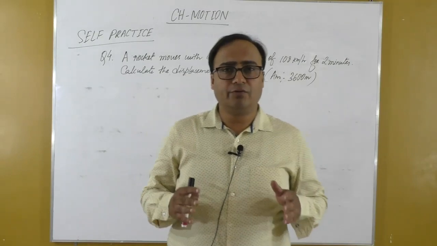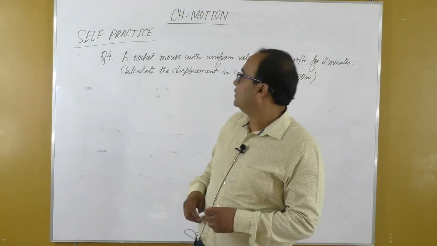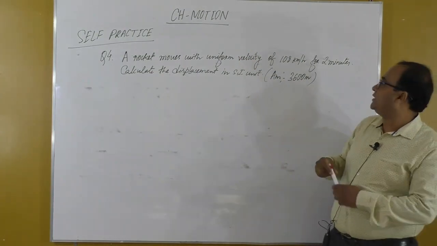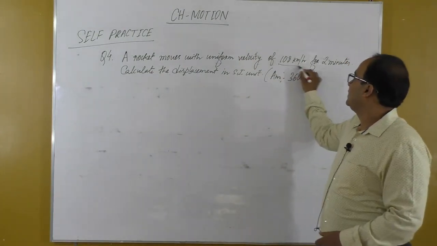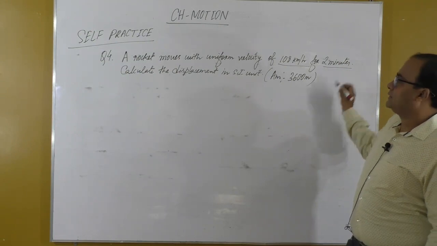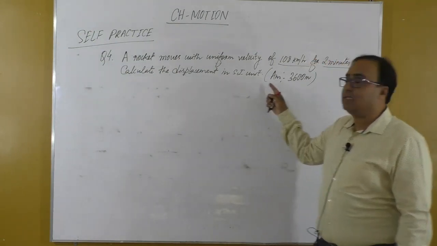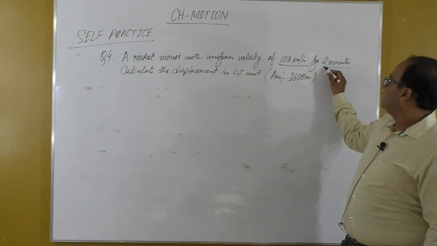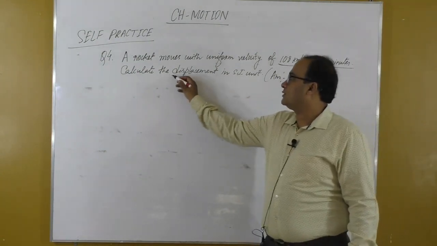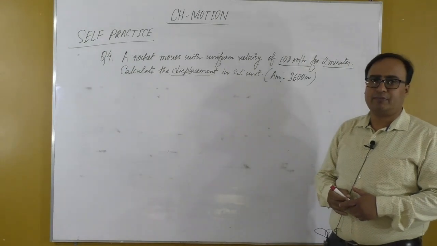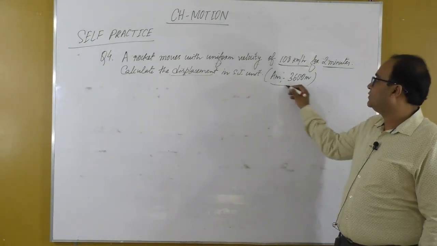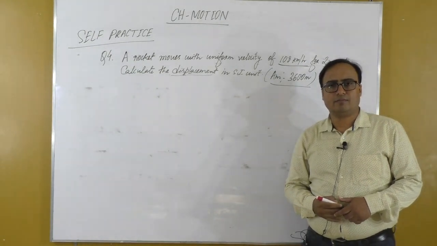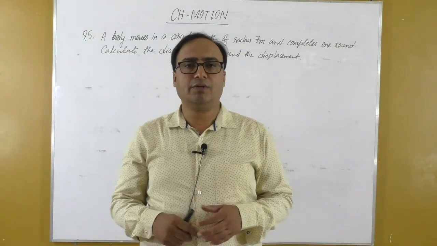Now question number 4 for your self-practice. The question is, a rocket moves with uniform velocity of 108 km per hour. The velocity is given here. And for 2 minutes, calculate the displacement in SI units. So here, velocity is given, time is given, and you are asked to calculate what? Displacement. For your convenience, the answer is also given. It is 3600 meters.